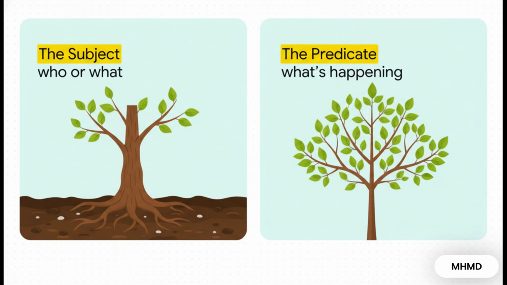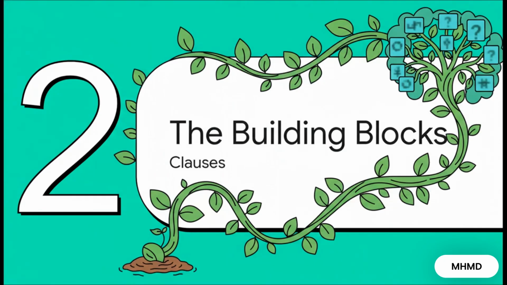Super simple, right? And here's the thing. Every single complete sentence you've ever said or read has both of these. Seriously, no exceptions. All right, section 2, the building blocks. We're moving from seeds sprouting into saplings and vines. So as our little grammatical seed starts to sprout, we get something a bit more complex.